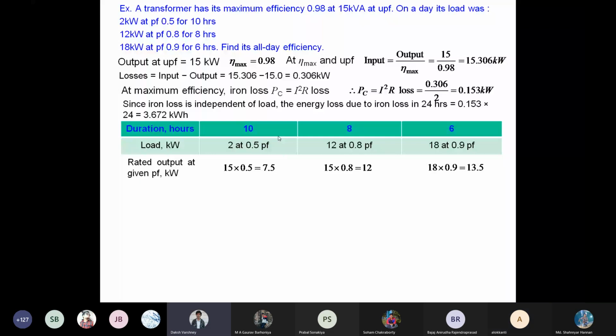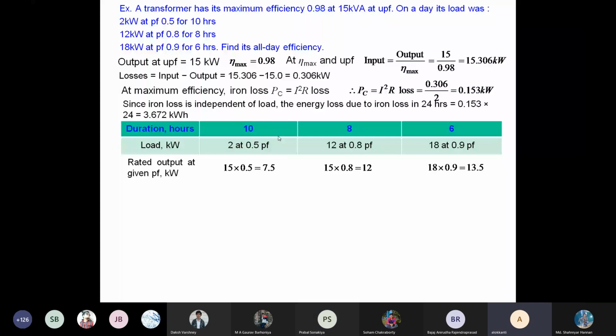Sir, these 2 kilowatt, 12 kilowatt, are they input or output? This is the load. That is the load connected at the terminals of the transformer. Okay, sir. So, sir, it is the magnitude of total power, like reactive and non-reactive power. We are only talking of the active power, kilowatt. So when we multiply it by the power factor, we get the active power.